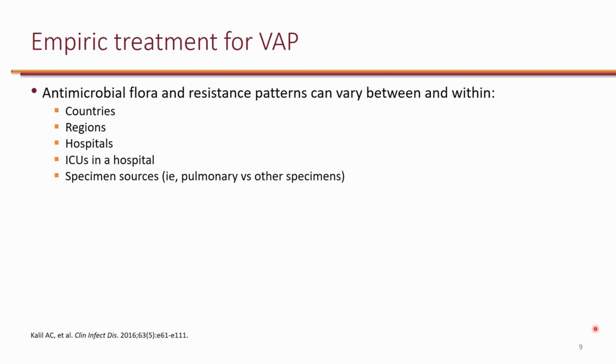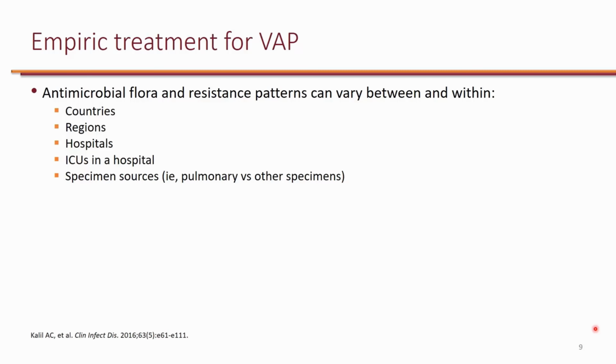Because VAP is caused by drug resistant organisms, it is extremely important to be aware of drug resistant variations. These variations in resistant patterns can occur at the country level, so different countries have different patterns. Within regions, different cities or different parts of a large city may have different patterns, as well as hospitals. Different hospitals can have different patterns of resistance. Even within a single institution, different ICUs can have different resistant patterns.